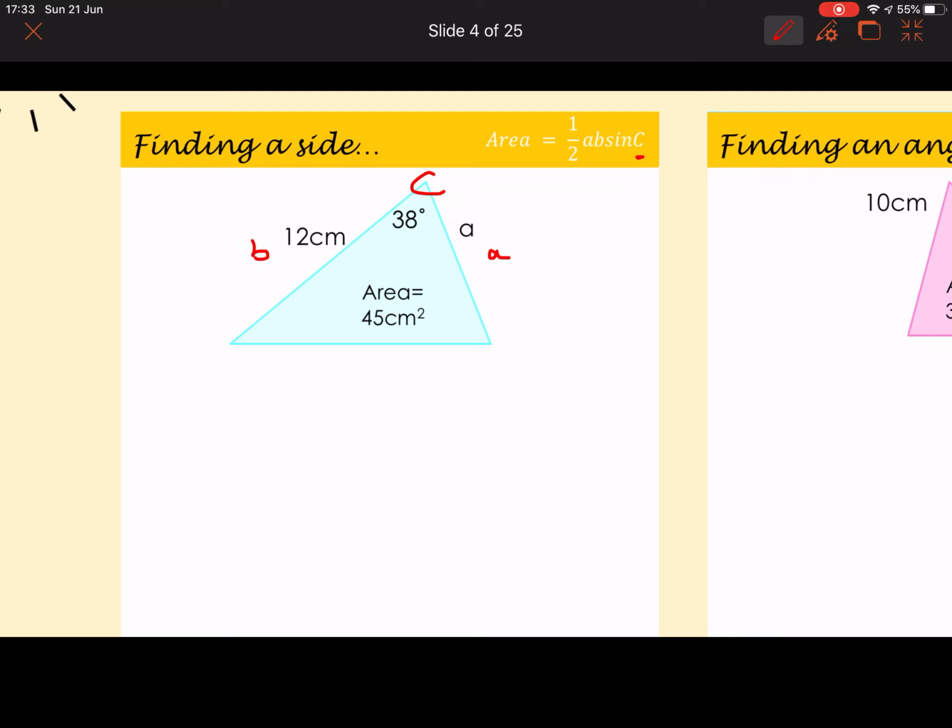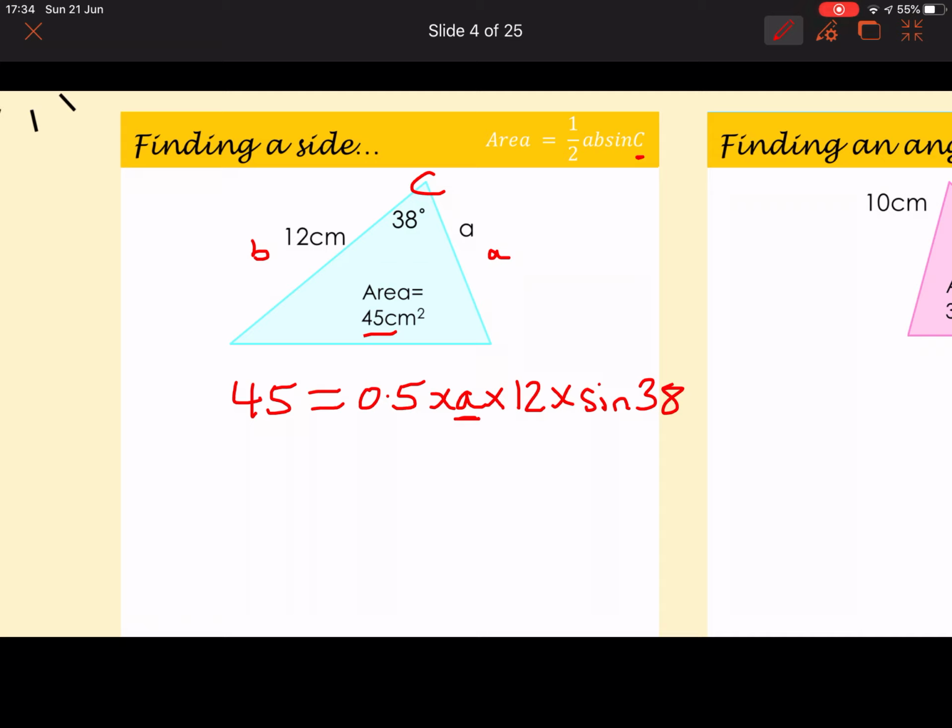So our area, which in this case is 45, so now I'm just going to substitute all my numbers into this formula, equals 0.5 times A, which is what I don't know, so I'm just going to write A, times B, which is 12, times sine C, and C is 38. So I've just written everything I know in, and I've just left A as my unknown.